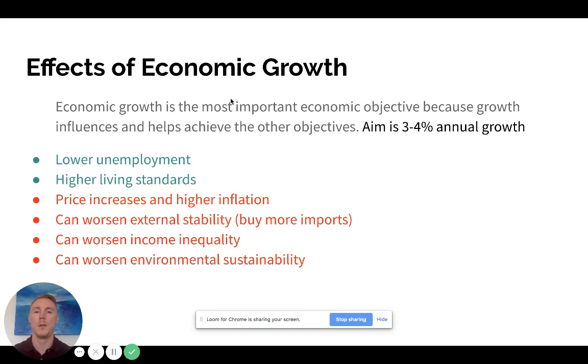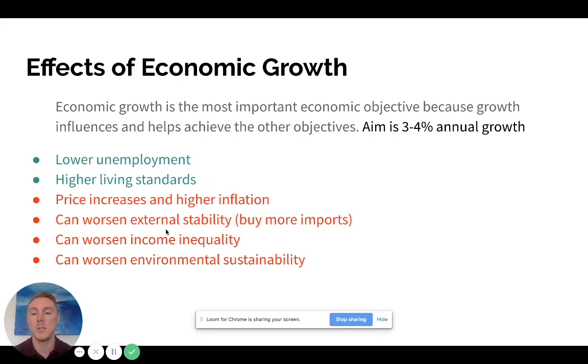They're pretty straightforward. We know it's our most important objective. We know we aim for 3 to 4% annual growth, and it has a flow-on effect to other objectives. If we achieve economic growth, it'll help us to achieve lower unemployment, stable prices, and stuff like that. So it's going to lower unemployment. That's good.